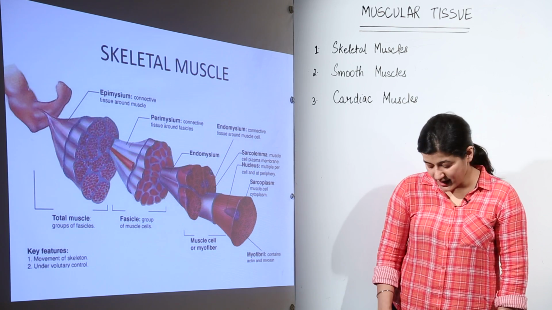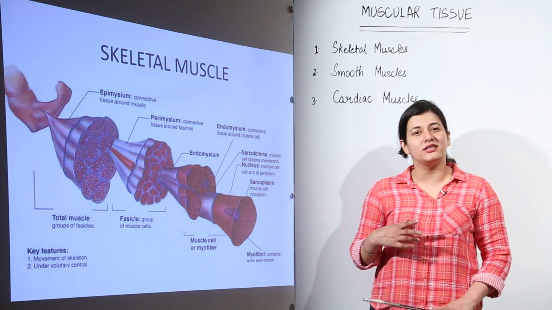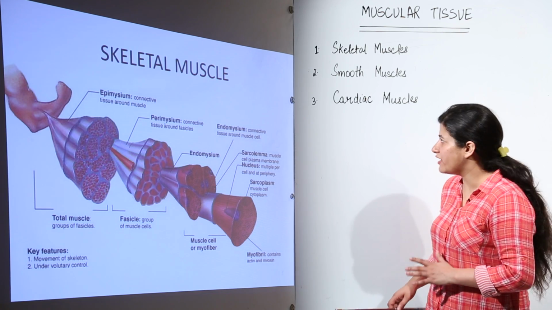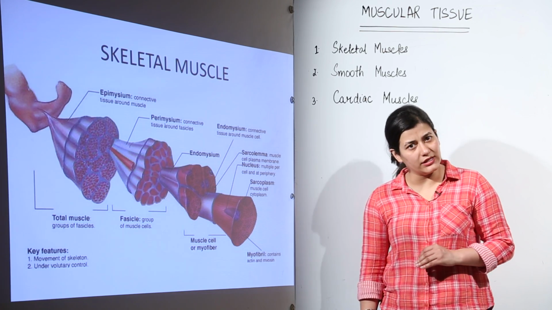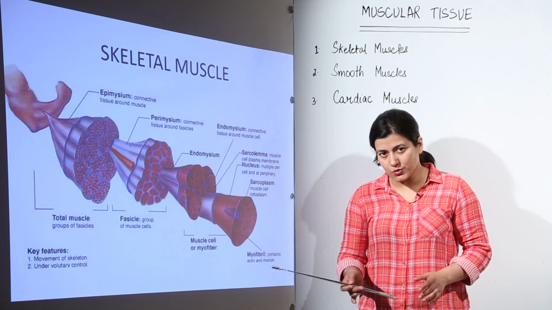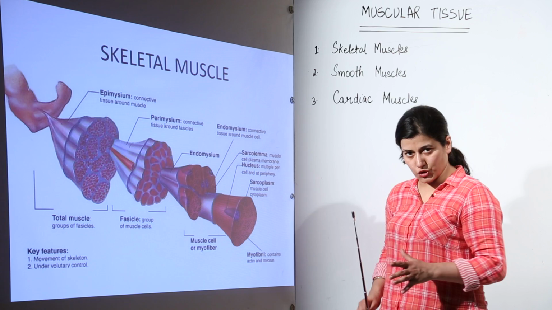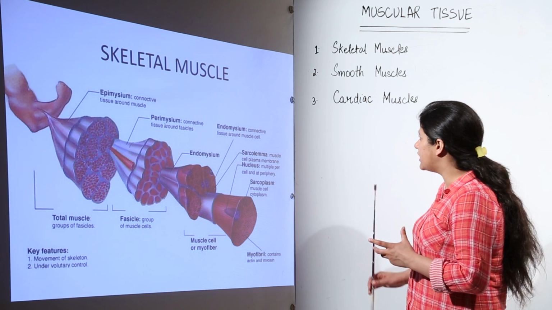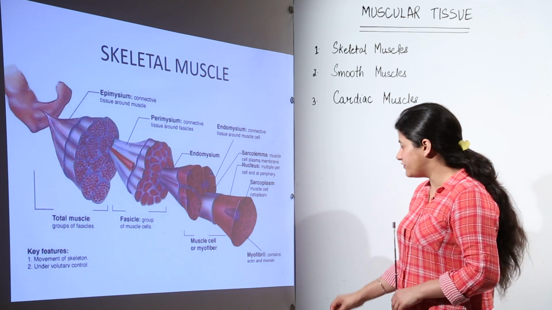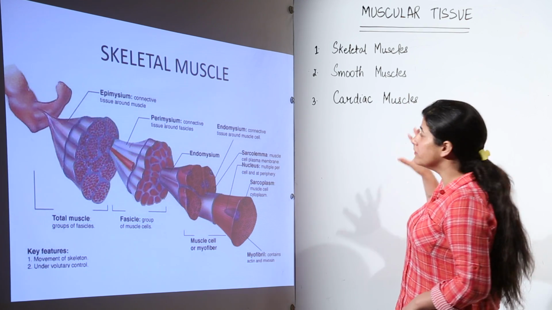Hello students, now we are going to deal with the third type of animal tissue, that is the muscular tissue. You are very well aware that there is an epithelial tissue, beneath it there is the connective tissue which connects all the tissues, and then we have the muscular tissue. The muscles that are important for our body comprise the muscular tissue.